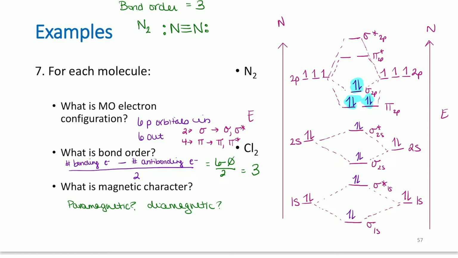Which one is it? Paramagnetic means unpaired electrons. Diamagnetic means all electrons paired. Here in nitrogen, all of my electrons are paired, so it is diamagnetic. Diamagnetic is repelled in a magnetic field. So it's not a magnet. It's not attracted in a magnetic field.